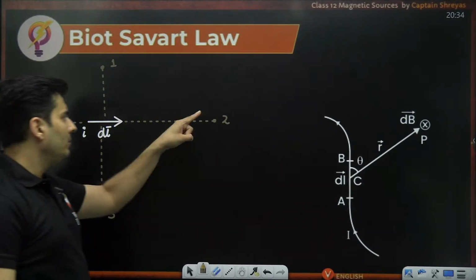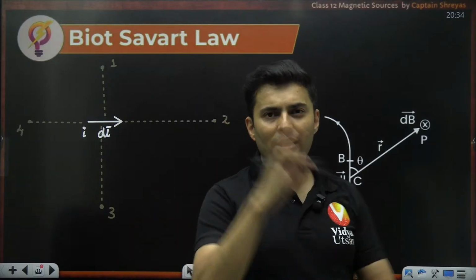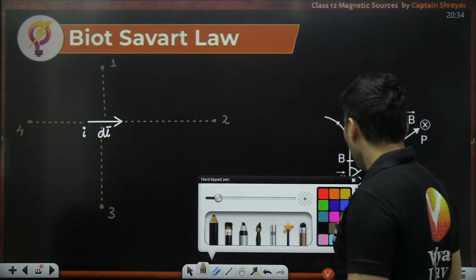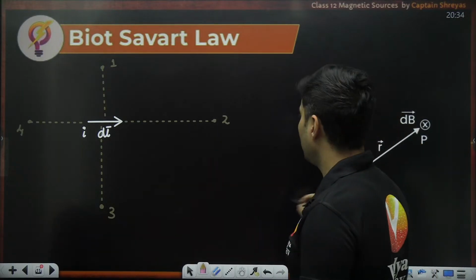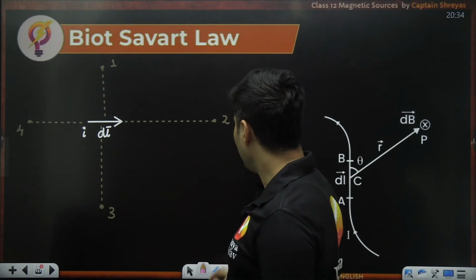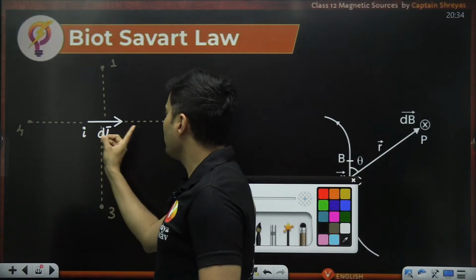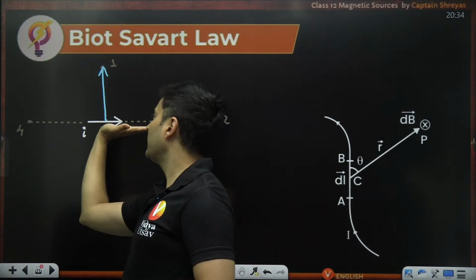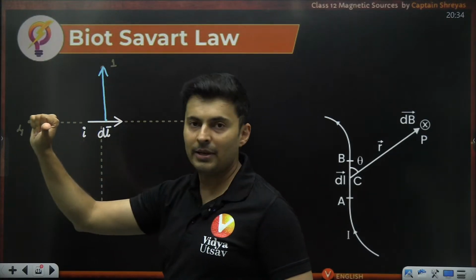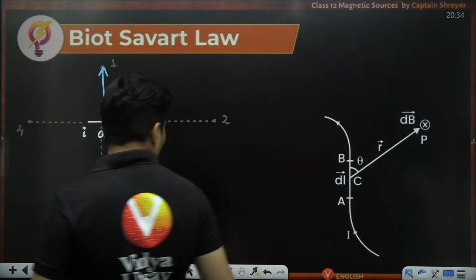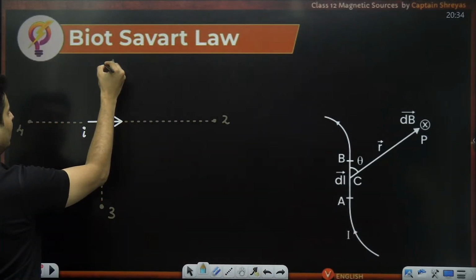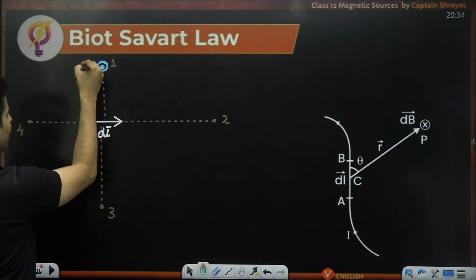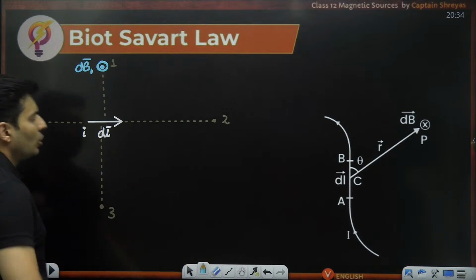Point number 1, point number 2, point number 3, and point number 4. Come on. They are all in 4 different directions with respect to the element. Think carefully. Starting off with the first point over here, dL will be there, r vector will be on the top, positional vector. So if you do dL vector cross r vector, the thumb is coming towards you. So the magnetic field will definitely be towards you. So it should be like a dot over here.